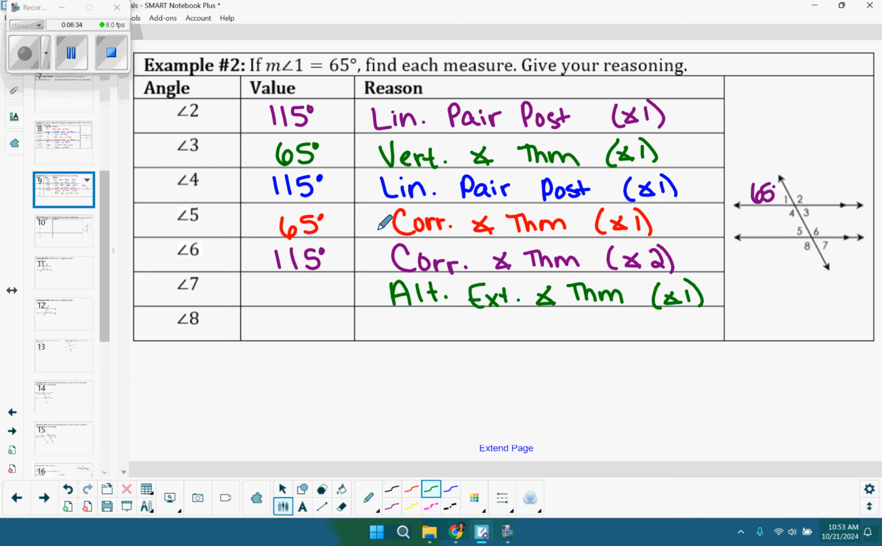So 1 and 7 are congruent, so angle 7 is 65 degrees. And then our final pairing, angle 1 and angle 8, are consecutive exterior angles. So we'll use the consecutive exterior angle theorem with angle 1. And that means they're supplementary, so that would be 115 degrees.